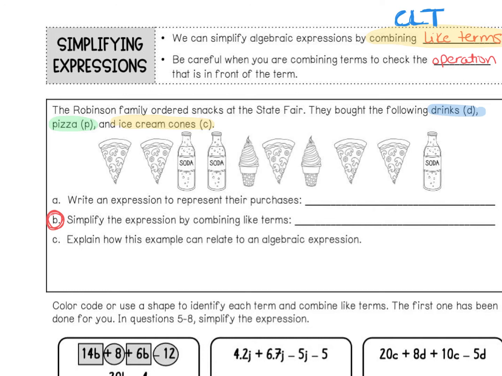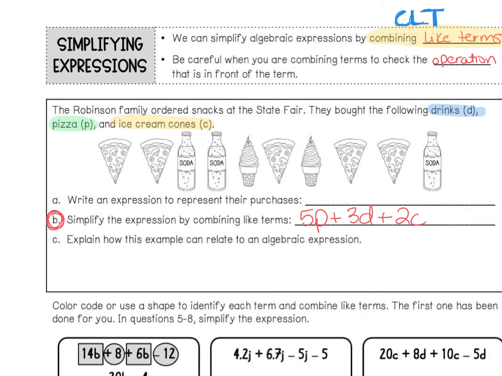Look up at my pictures. How many pizza slices do you see? There's 5. So how could I write that? 5 P's for 5 pizzas. So then, how many drinks do you see? 3. So how would I write if I have 3 drinks? 3D. And then I need to look at my ice cream cones. What would I write there? 2C.